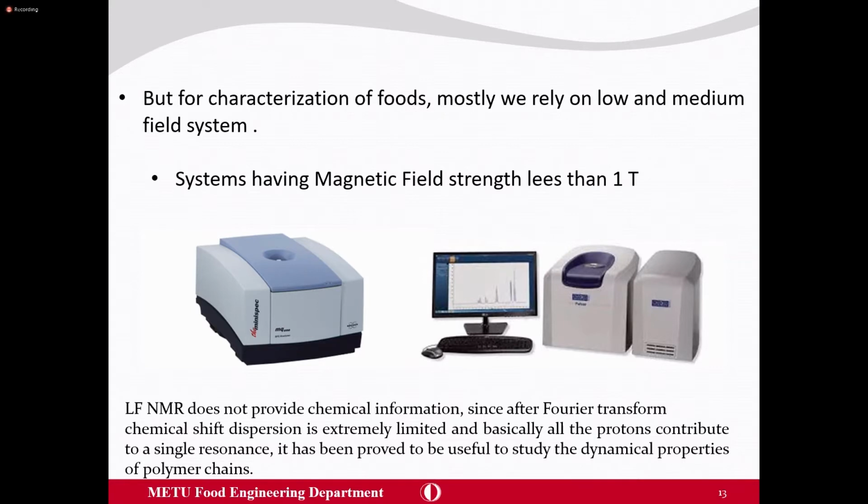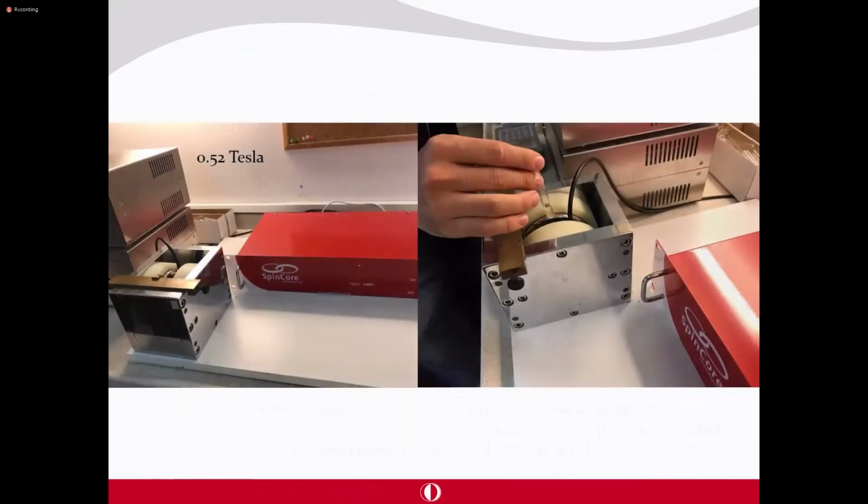However, we know that by using low field NMR, we can do many other things which can easily be related to food quality applications. For instance, we know that LFNMR can be used to study the dynamic properties of polymer chains. Okay, let me show you one NMR system, which we currently modified to a continuous flow NMR system.